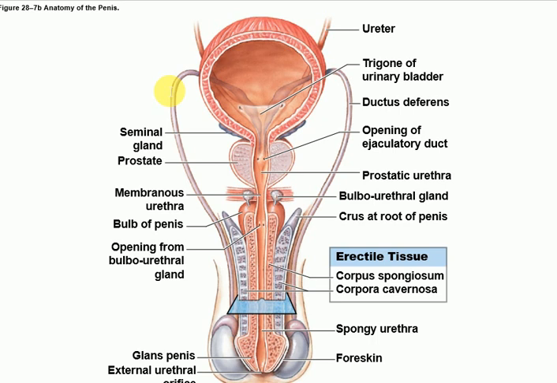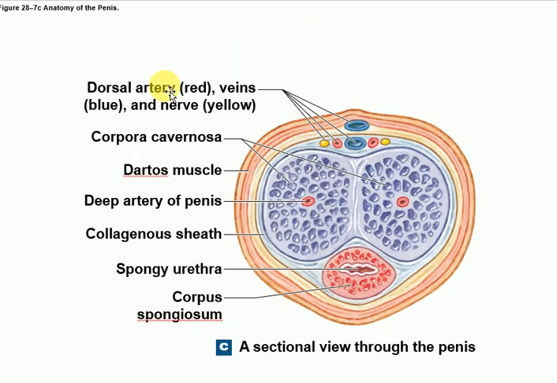And here is the foreskin. What's the other name for the foreskin? Prepuce. And if they cut it like here at the neck, here is a cut section. This big one here and this big one here, two of those are the corpora cavernosa.